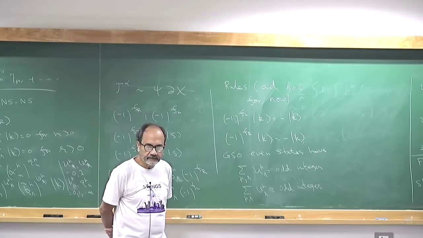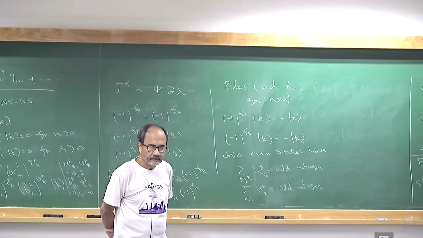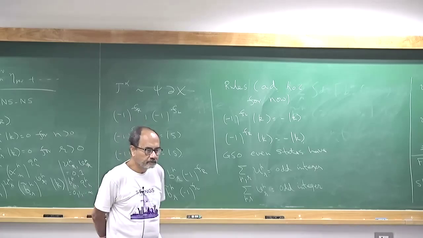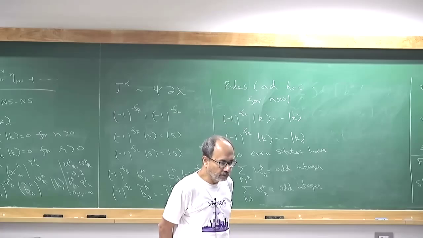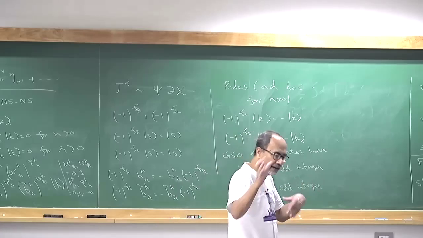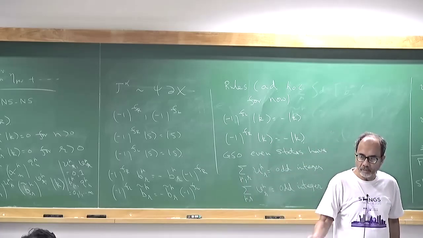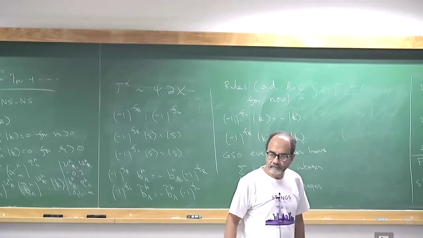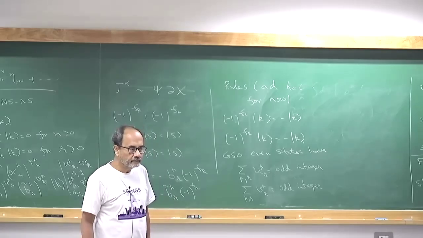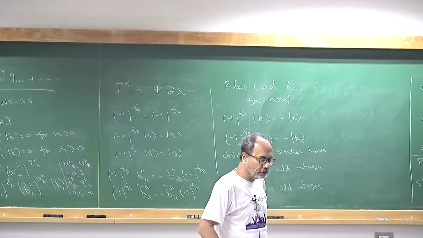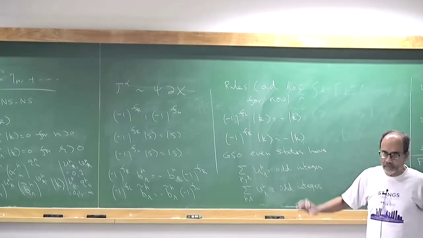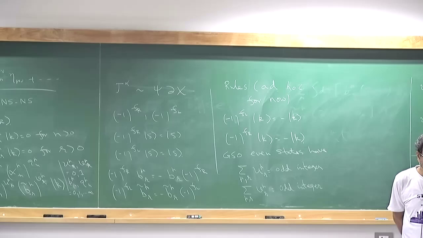Is that clear? GSO even states have to be invariant under the action of (-1)^F left and (-1)^F right separately, acting on a state equal to the state itself. Because this is a statement that the wave function should be invariant under psi plus goes to minus psi plus, and psi minus goes to minus psi minus. And we just forget about GSO odd. Those are not part of the spectrum. So when you impose a physical state condition, you have to only work with GSO even states.